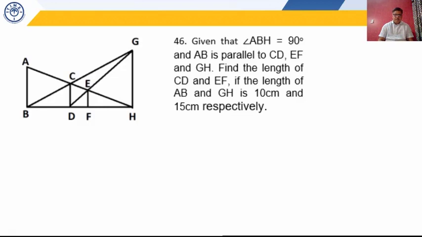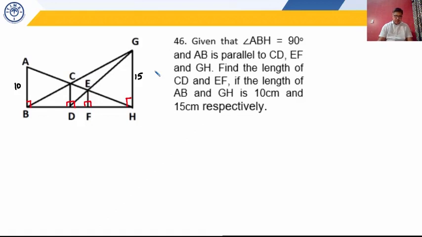Now look at the question. Given that angle ABH is 90 degrees, AB is parallel to CD, which in turn is parallel to EF and GH. So all these lines are parallel. If the length of AB and GH is 10 and 15 centimeter respectively, so if this is 10, then this is 15. We want to calculate the length of CD and EF.